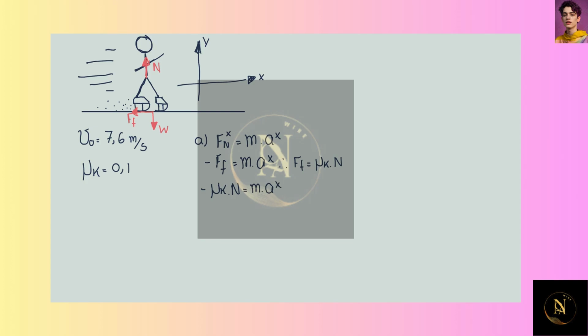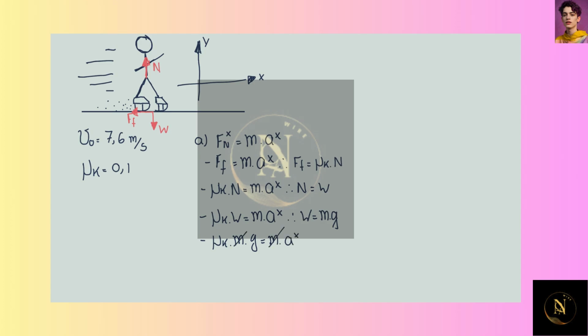But notice that on the vertical axis there are only two forces acting, the weight and the normal, and the skater isn't moving in the vertical axis, and it's not going to move. Therefore, the weight force and the normal force are equal forces. So the normal force in this situation is equal to the weight force. Then minus mu kinetic times the weight force is equal to the mass of the skater times his acceleration. The weight force is given by the mass of the skater times the acceleration of gravity. So minus kinetic frictional coefficient times m times g is equal to m times acceleration.